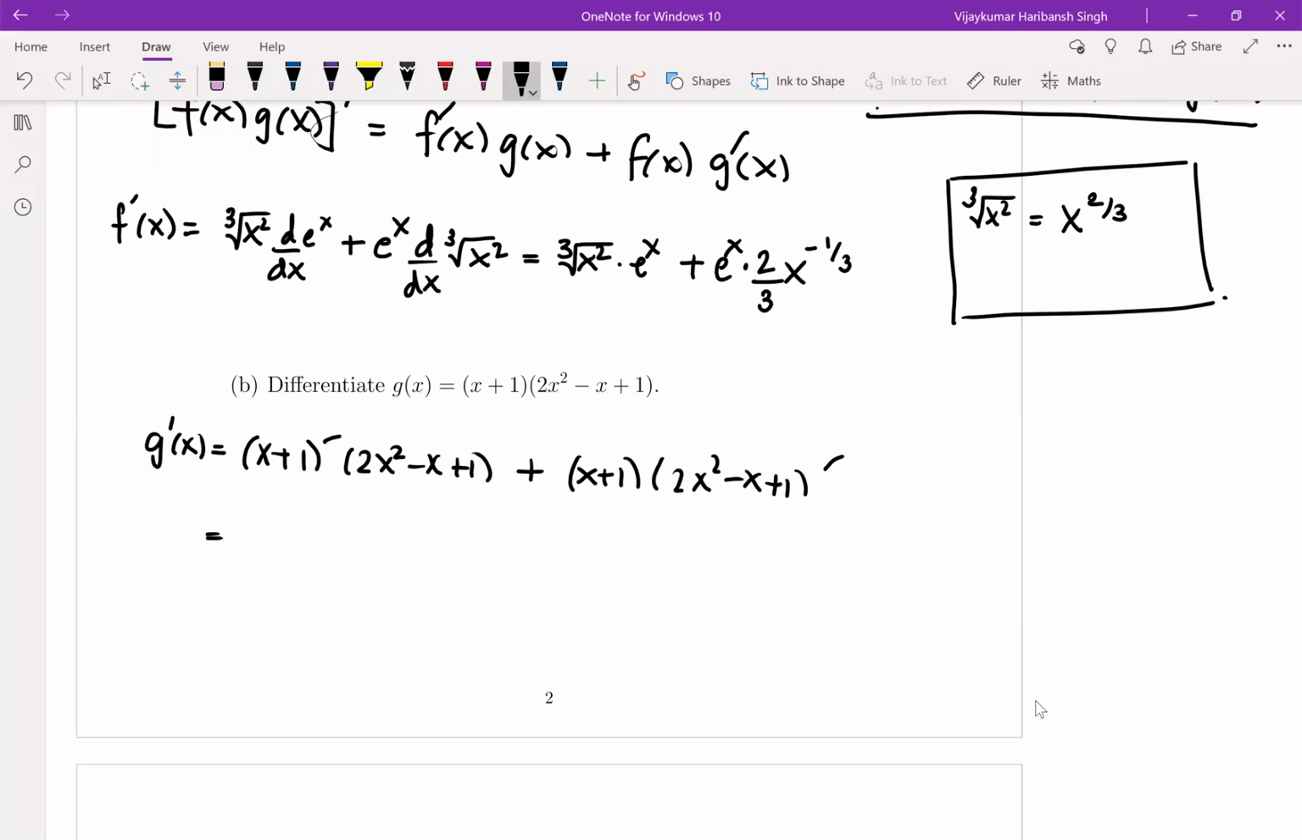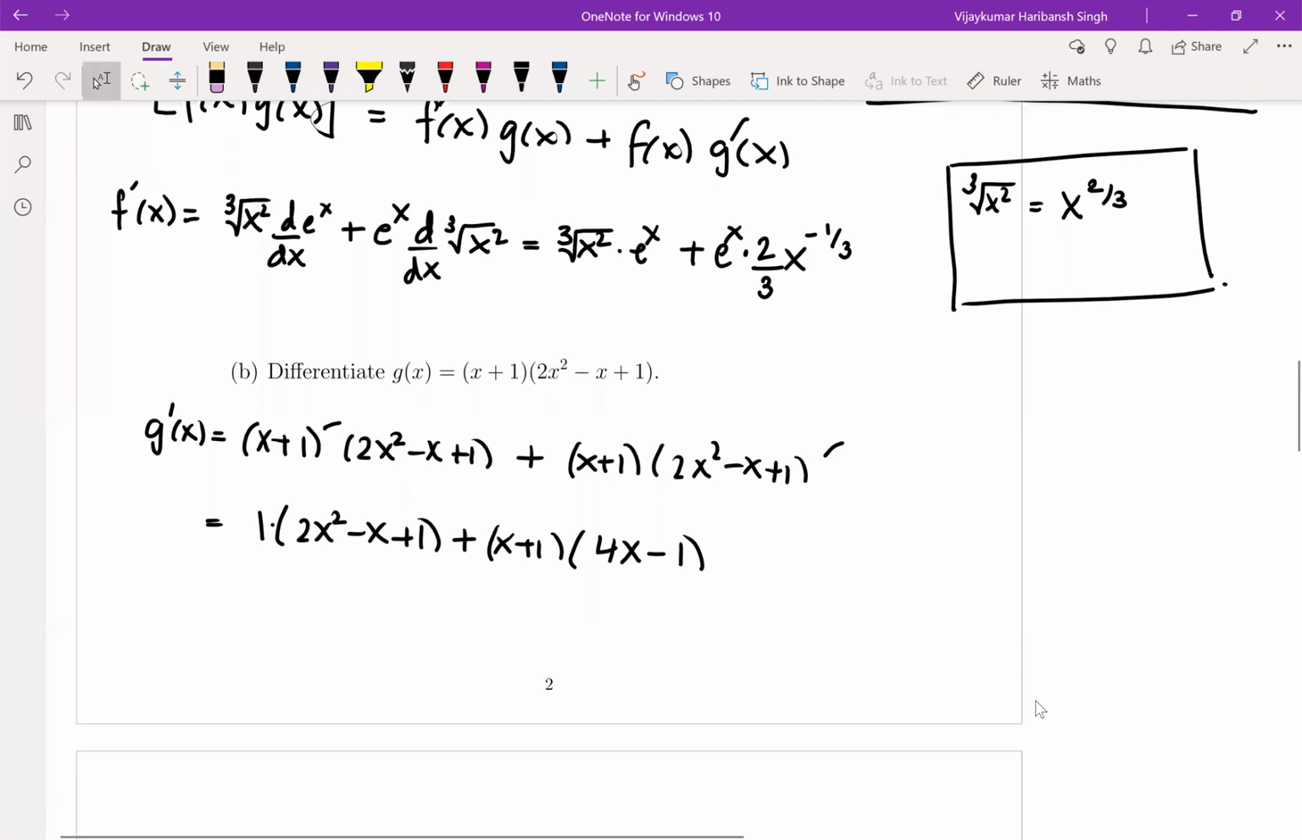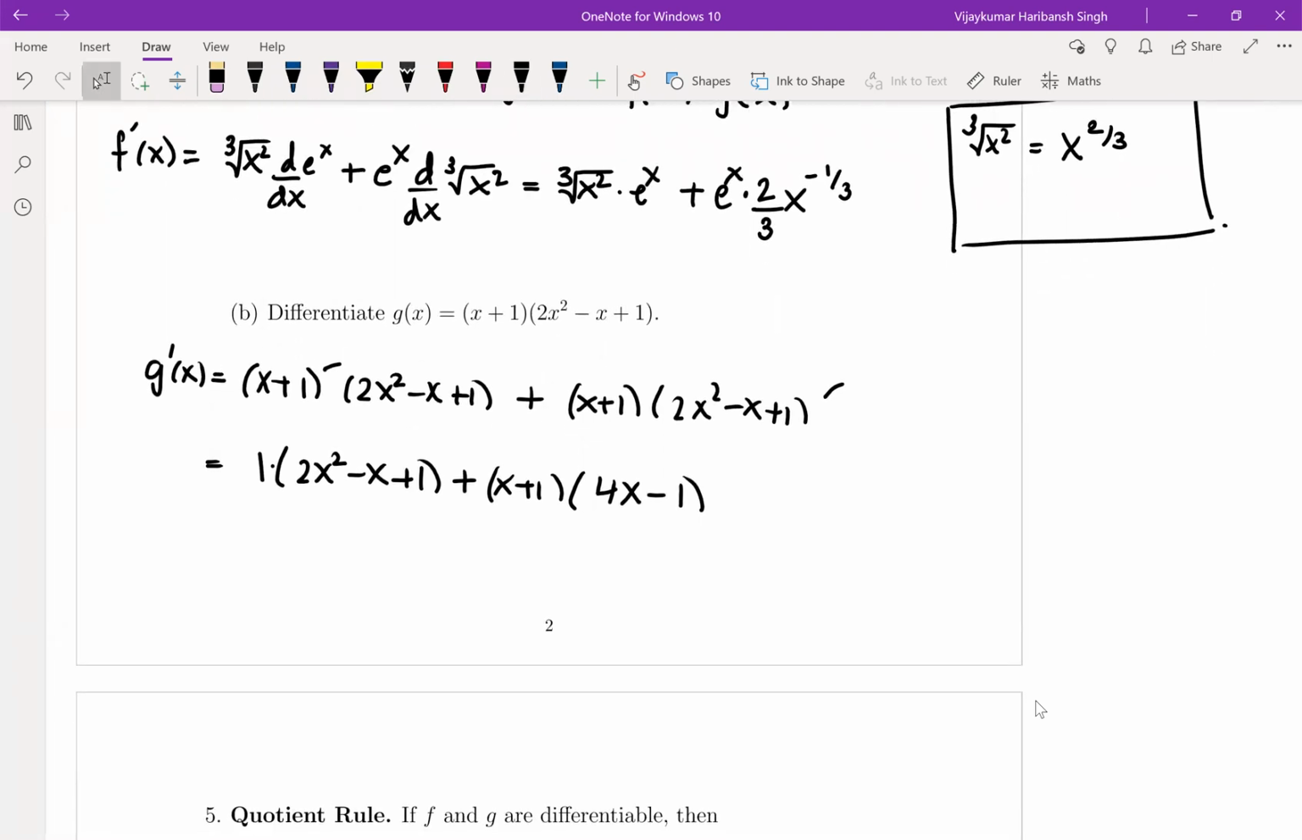So x plus 1 prime, so derivative of x is 1, derivative of 1 is 0, so this is going to be 1 times 2x squared minus x plus 1, plus x plus 1 times the derivative of 2x squared, where I have to use the sum rule here. So this is going to be 4x. Derivative of x is 1. So we get this as your derivative. Okay. So this is how you deal with derivative of products.